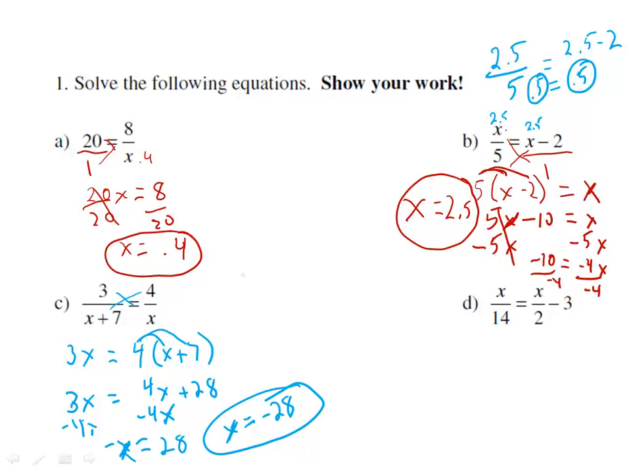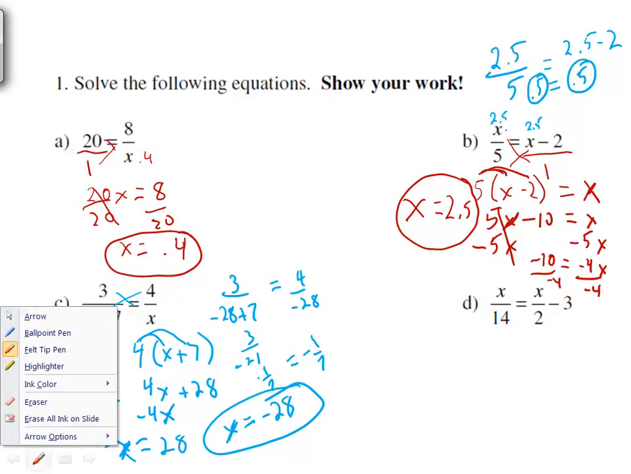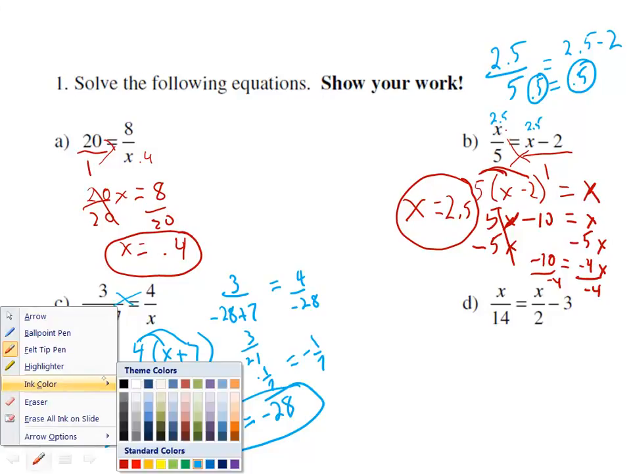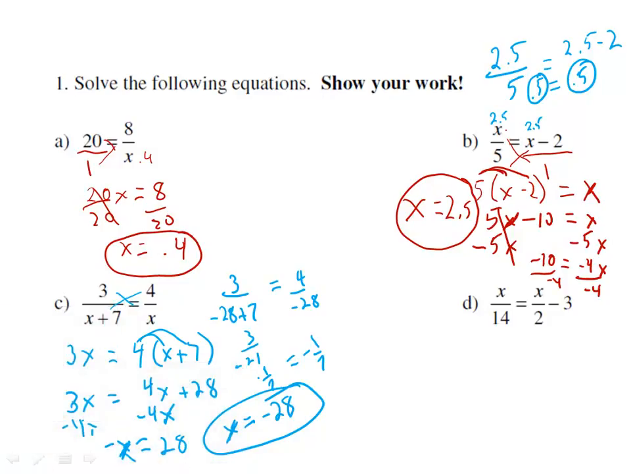And again, if you wanted to check that, 3 over negative 28 plus 7, does that equal 4 over negative 28? Yes, it does, because this is 3 over negative 21, which is negative 1/7. And 4 over negative 28 also reduces to negative 1/7. So I got the same thing both sides. So make sure you're checking these so you have the right answer. Then you can be sure that it's correct.